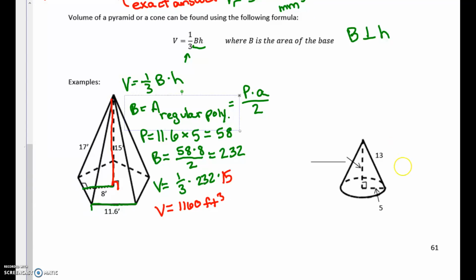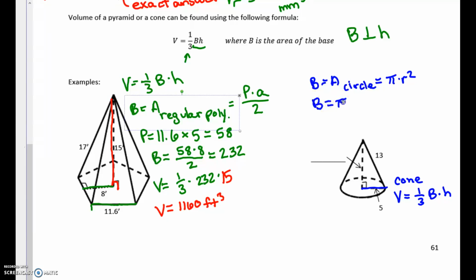Over here, we have a cone. This guy is a cone. And so we're still going to use volume equals 1/3 area of the base times the height, but we're missing a few things here. My base, I can go ahead and figure out. The base in this case is really the area of a circle, which equals pi times r squared. Well, in this case, my r is this 5, so capital B is pi times 5 squared, or 25 pi. And guys, leave it like that till the very end of the problem, okay?